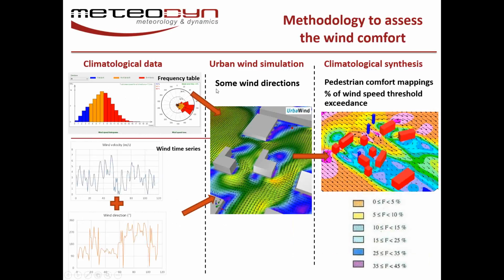So for some wind directions, there is a computation. This is an intermediate computation, and at the end, all this data, wind series or wind climatological data plus urban wind direction results, are merged in order to give a climatological synthesis, as you can see on this picture, in order to give the frequency of wind speed threshold exceedance.